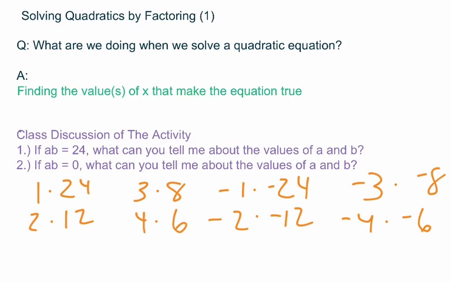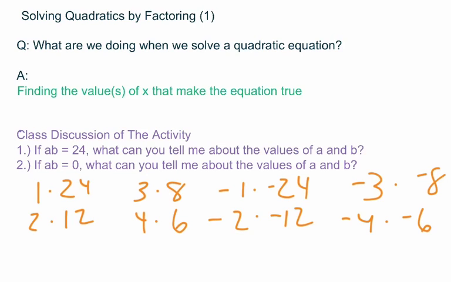Now they could both be even, as in 2 times 24 or 4 times 6, but they don't both have to be even, because in 3 times 8, just the 8 is even, and in 1 times 24, just the 24 is even. But you have to have at least one even number. You can't take two odd numbers and multiply them together to get 24.